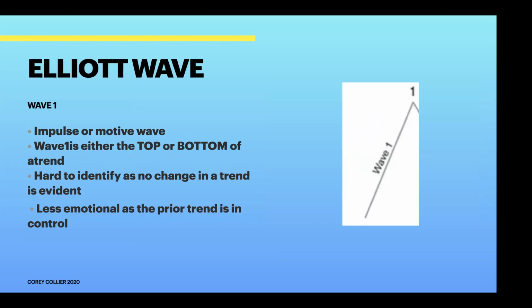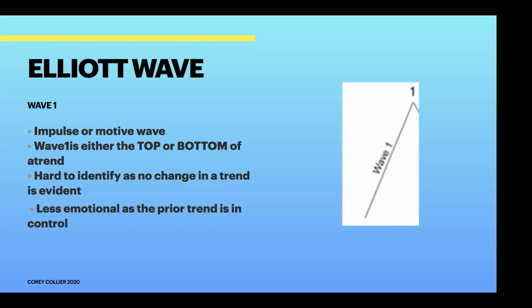So, wave 1. Wave 1 is an impulse or a motive wave, right? It's either at the top or the bottom of a trend. Wave 1 is the hardest wave, I would say, to identify because there's not really a clear trend change until you see like the low or the high of wave 1 tested, right?